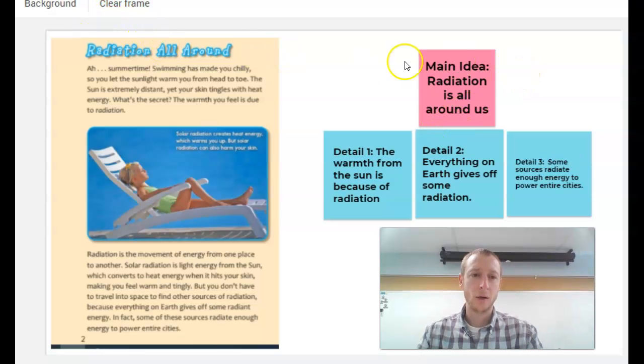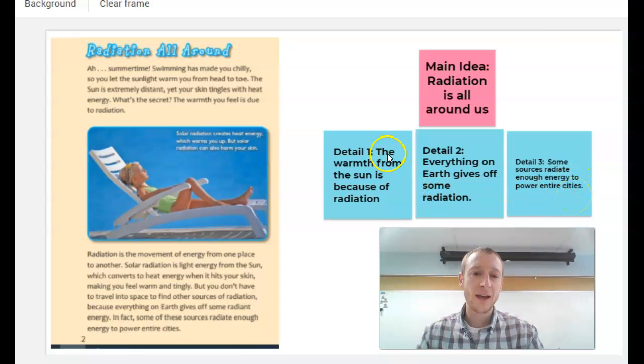Okay, so read the article. I even went back and read a couple parts again, and I decided that the main idea is that radiation's all around us, and you wanted me to prove it, so I found some details in the text. The warmth from the sun is because of radiation. Everything on Earth gives off some radiation. Some sources radiate enough energy to power entire cities.